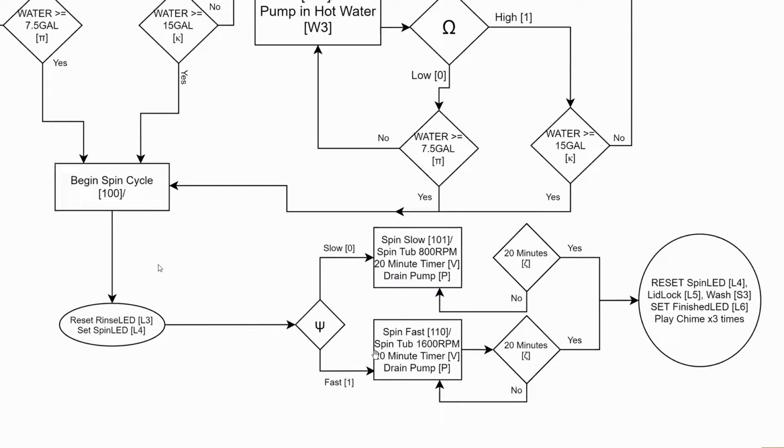So in this case, we'll go spin pass. At this point, it's going to just keep spinning the tub very, very rapidly to encourage the water to go towards the outside. Our timer is going to be on for 20 minutes.